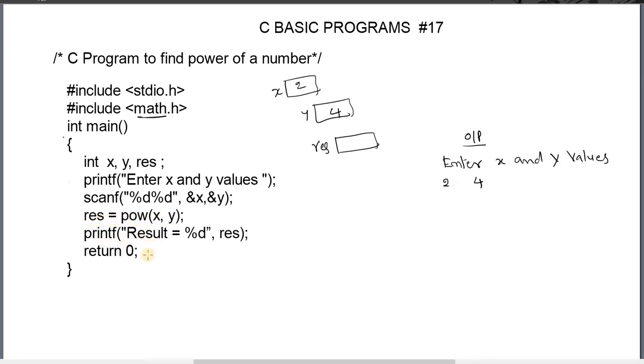Then this printf prints the message which is given within the double quotation. So what is there here? Result is equal to %d. It is a specifier. It is a non-printable character. In place of the specifier, we will get the res value. Now the res value is 16. So we will get 16 in place of the specifier. The total result of this printf is that it prints result is equal to 16.